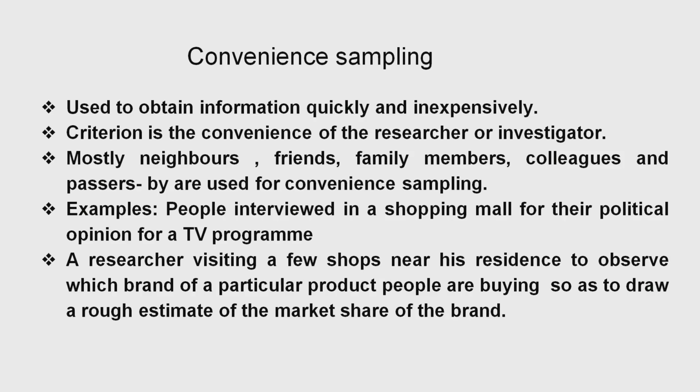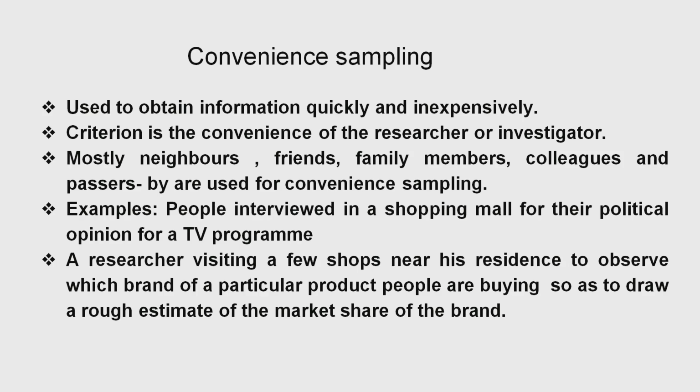Now, let us see how it works. It is used to obtain information quickly and inexpensively. So, convenience sampling will help you to collect the data quickly. Mostly it is collected from your neighbors, friends, family members, colleagues and passers-by. That is why it is called convenience. I can give you an example here. People interviewed in a shopping mall for their political opinion for a TV program can be called a convenience sampling technique.